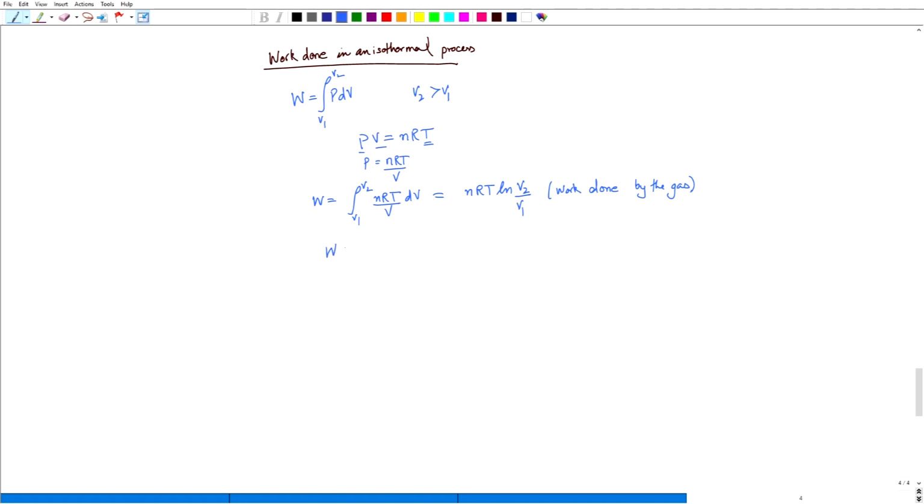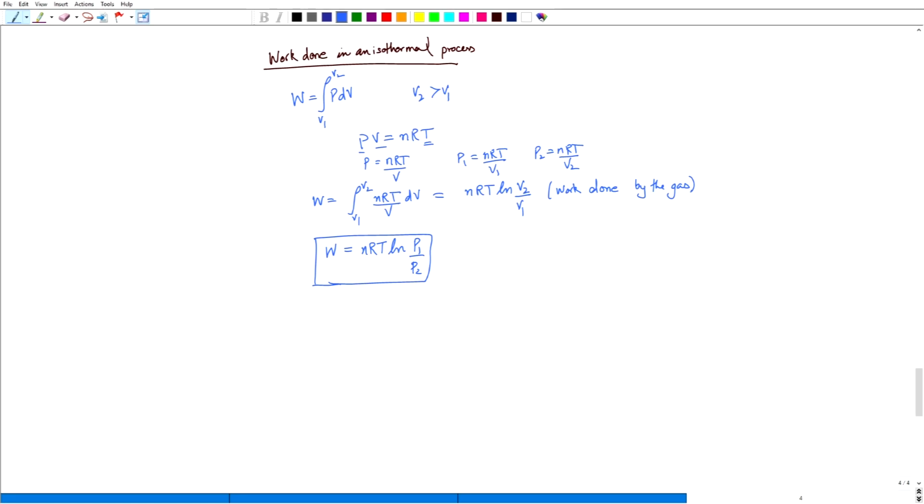Can we write it like this? No, we should not write it like this. We should write it like this. I am saying positive sign because P is inversely proportional to V. So P1 is equal to nRT by V1, and P2 is equal to nRT by V2.